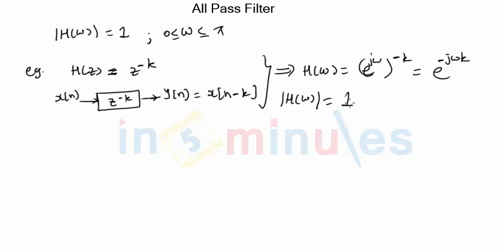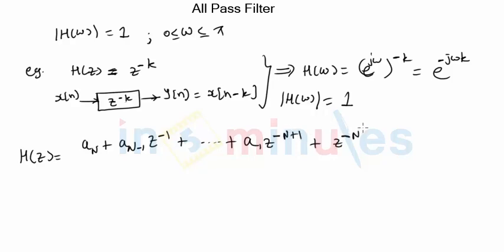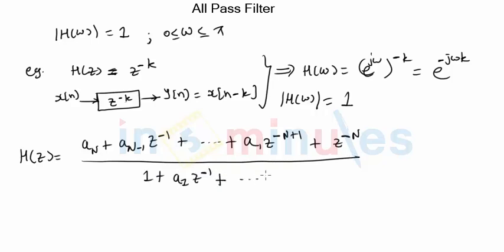There is a trivial all pass system that has a linear phase response characteristic. The system function of such an all pass filter in the most general form is given as H of z equal to a_N plus a_(N-1) z inverse plus dot dot dot a_1 z raised to minus N plus 1 plus z raised to minus N, divided by 1 plus a_1 z inverse plus dot dot dot a_(N-1) z raised to minus N plus 1 plus a_N z raised to minus N. So I've considered one system with this particular system function.